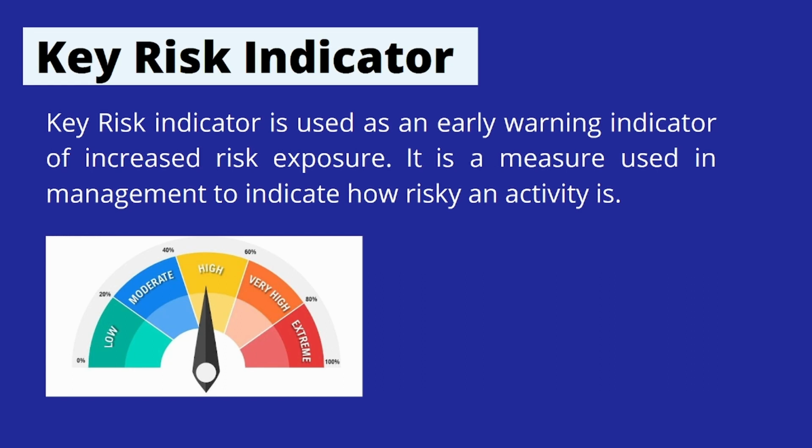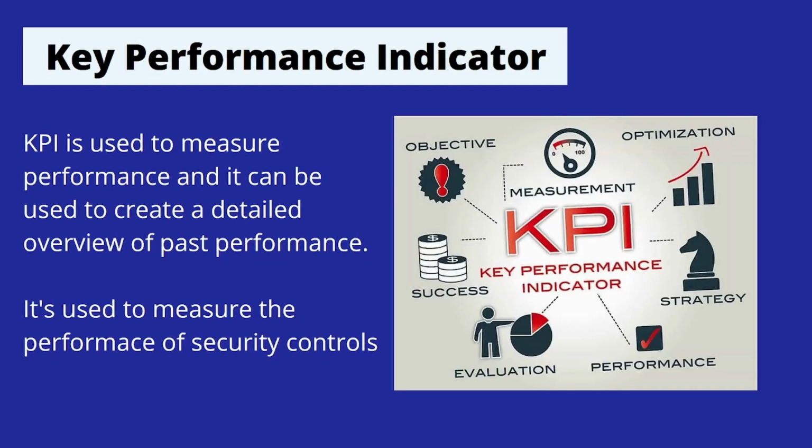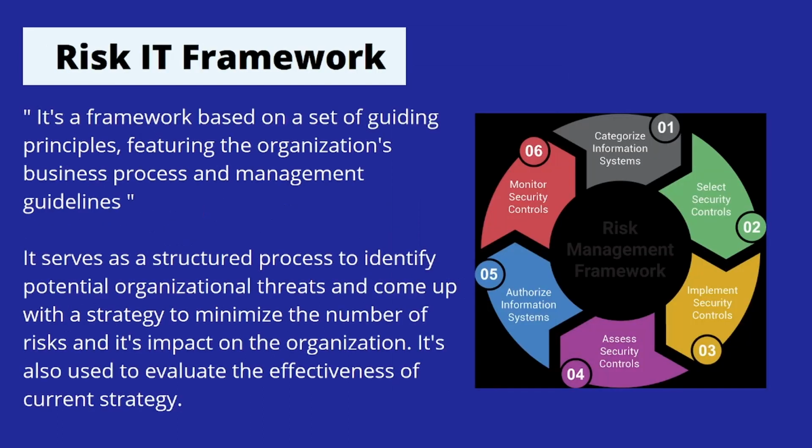Key risk indicator. A key risk indicator is used as an early warning indicator of increased risk exposure. It is a measure used in management to indicate how risky an activity is. Key performance indicator. KPI, in short, is used to measure performance, and it can be used to create a detailed overview of past performance. It's used to measure the performance of security controls in place.